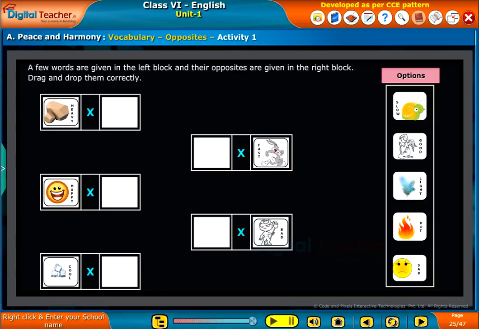Let us now do a simple activity to check your previous knowledge. A few words are given in the left block and their opposites are given in the right block. Drag and drop them correctly and click the Submit button.